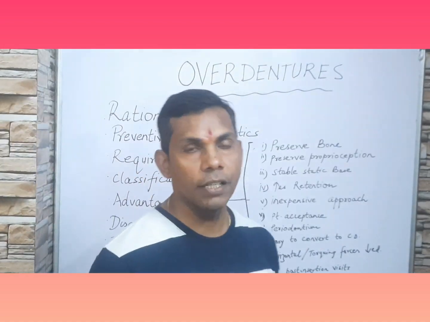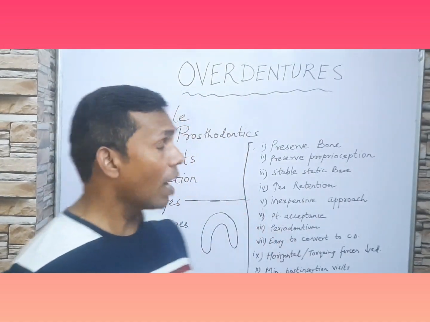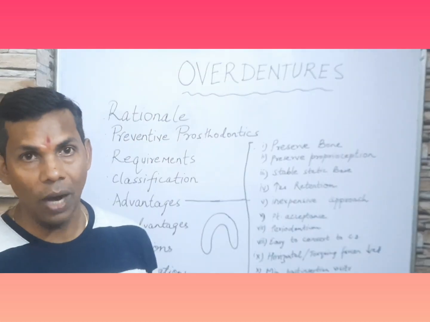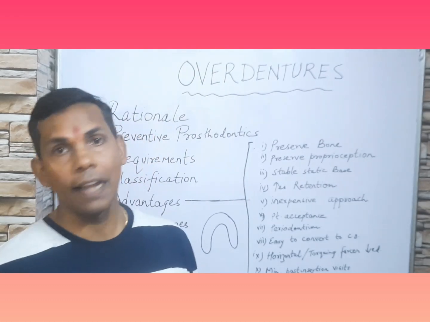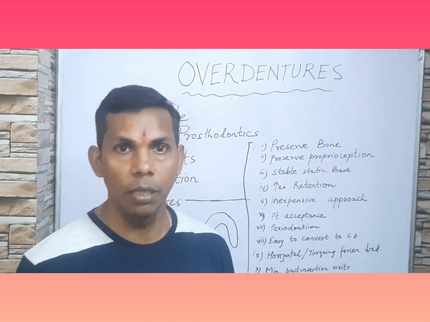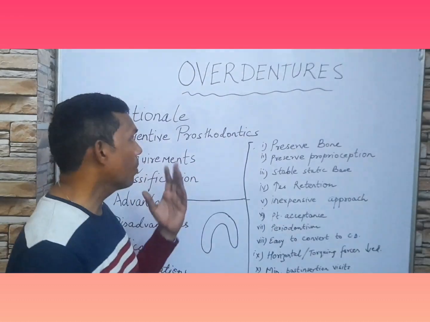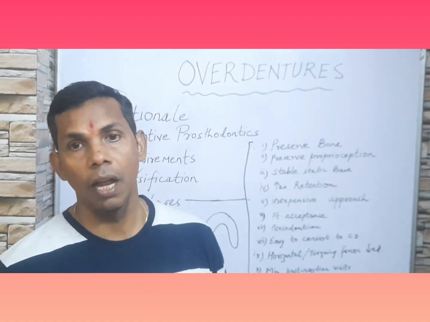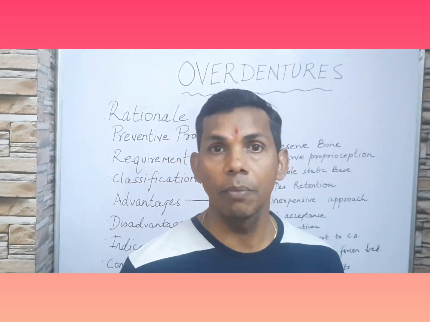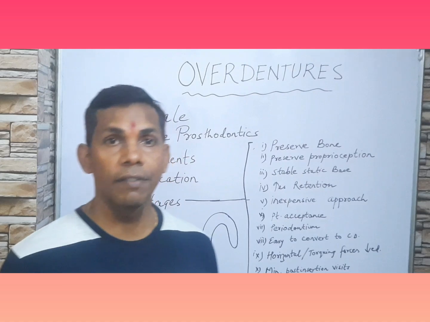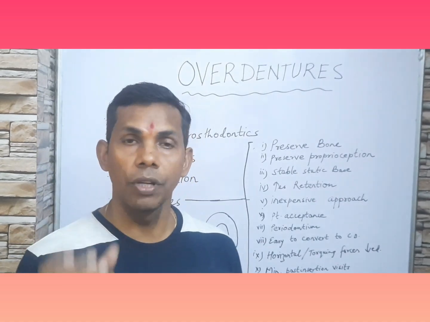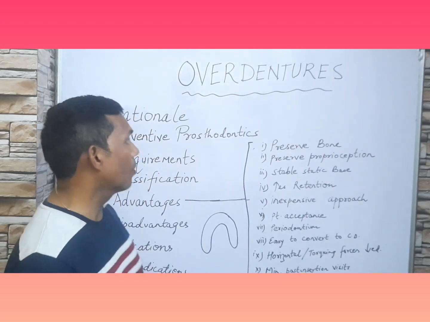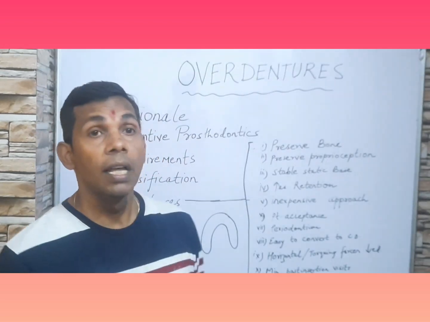Next, the advantages of overdentures. There are basic advantages of an overdenture. One is that you are preserving bone because you are preserving the natural teeth. Definitely you are preserving the bone. Secondly, you are preserving proprioception. I already covered that in preventive prosthodontics. Since you are preserving the tooth, you are preserving the periodontium, so you are preserving the proprioceptors.